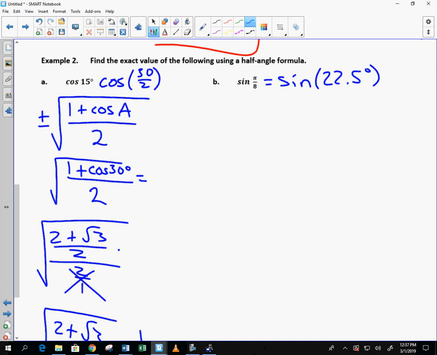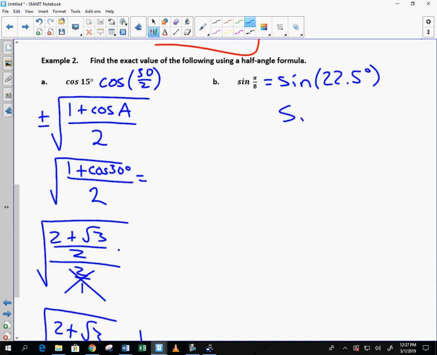Now, you're kind of frustrated right now because you're like, Mr. Gantz, you just gave us a formula for half angles. We could have just used sum and difference. You just taught us something that's pointless. No, I didn't, because here we don't have any two angles that are going to add or subtract to 22.5, do we? So we need to use a half angle formula.